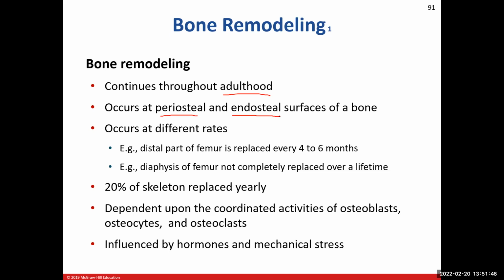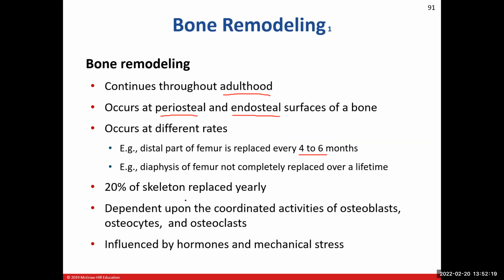So what we'll see is that during this bone remodeling process, it varies, and we're going to talk about why that varies. I know I keep saying this, but we're going to talk about what factors influence the remodeling rate. A lot of it has to do with weight bearing, and there's hormone involvement. For example, in the femur, right down by your knee, it's going to be replaced every 4 to 6 months.